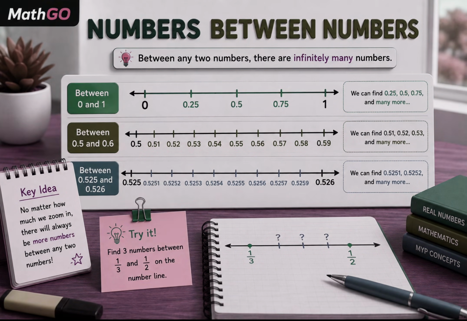So here's the surprising discovery. No matter how much we zoom in, we can still find more numbers between two distinct real numbers. There are infinitely many numbers between any two distinct real numbers. Think about that. You can always go one step further, one decimal place further, one fraction further, one level deeper. That's one of the fascinating properties of the real number system.